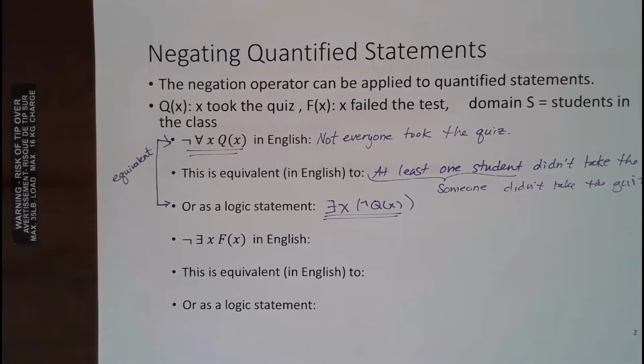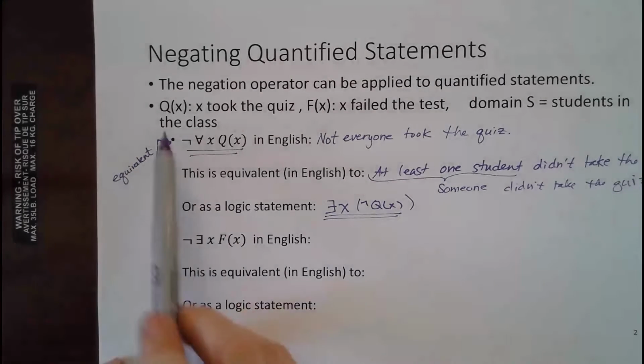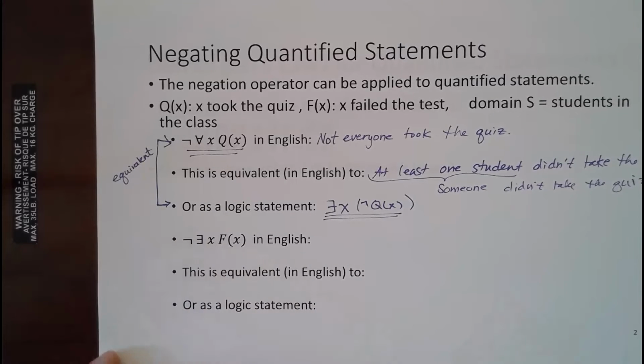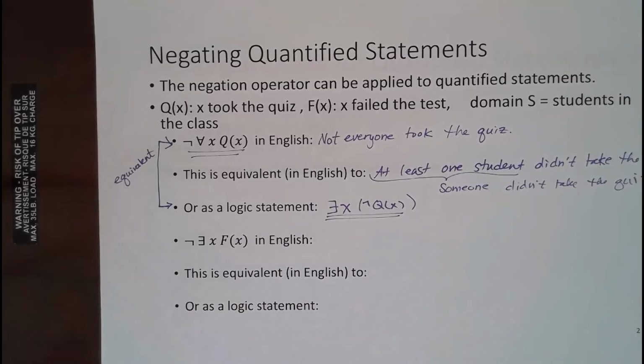Okay. Let's try the other. Instead of with a universal, let's try if we have an existential. So if I do not there exists an X, F of X, how would you say that one in English?